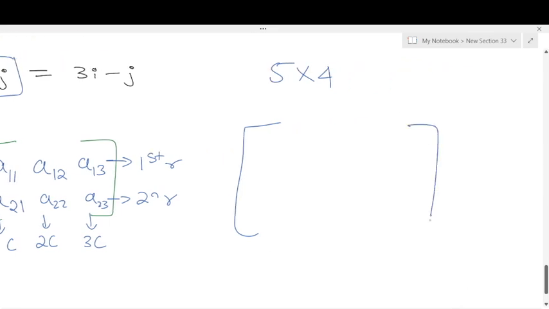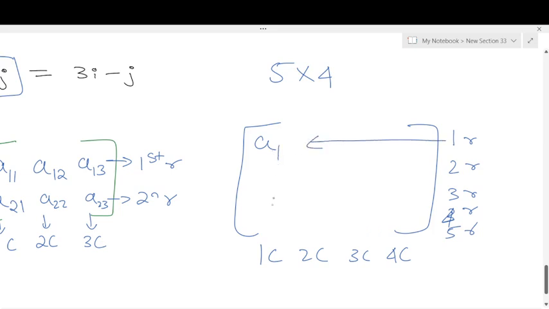How many rows, students? So write 1R, 2R, 3, 4, 5. First write like this. R stands for row. 4 columns: 1C, 2C, 3C, 4C. Just write A. In place of this, what should I write? 1 and your 1. Now can you tell this spot, this position? What should I write, students?